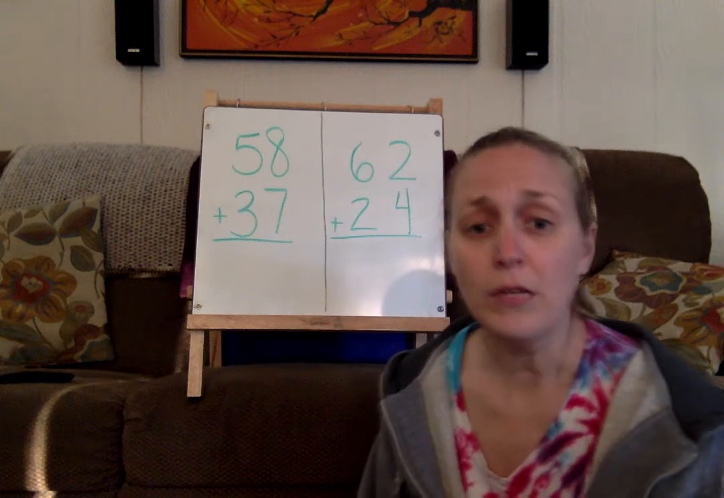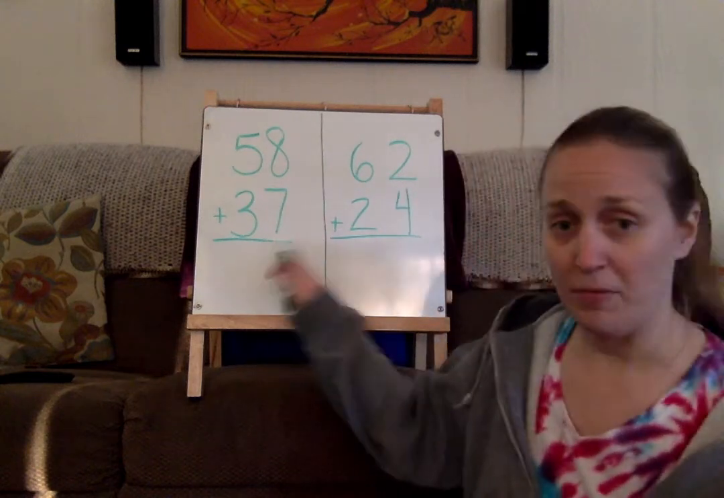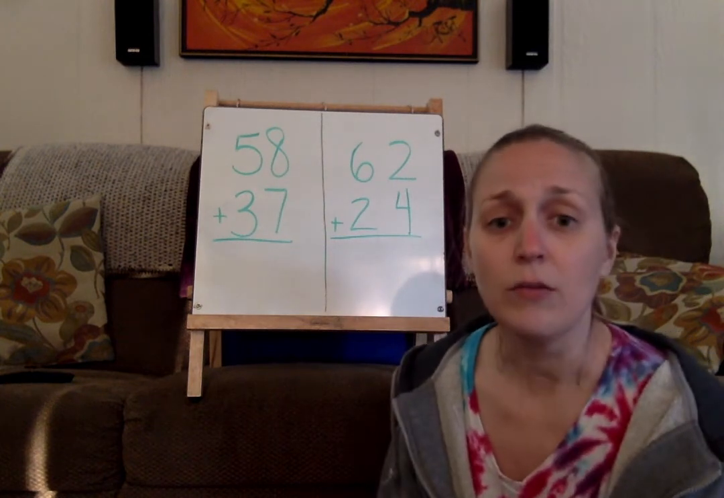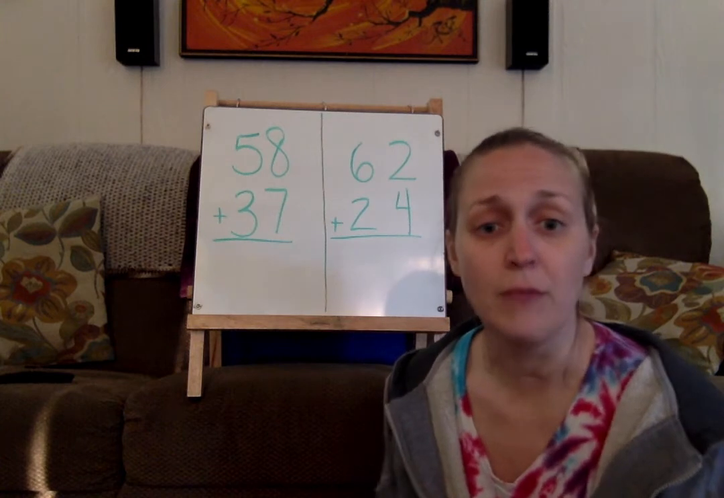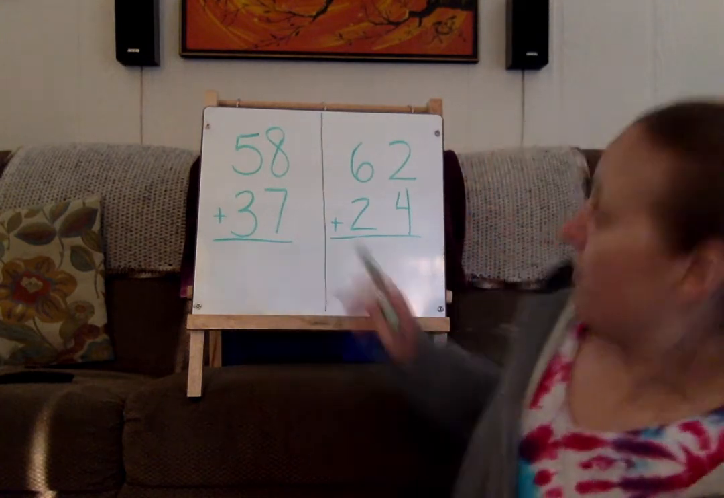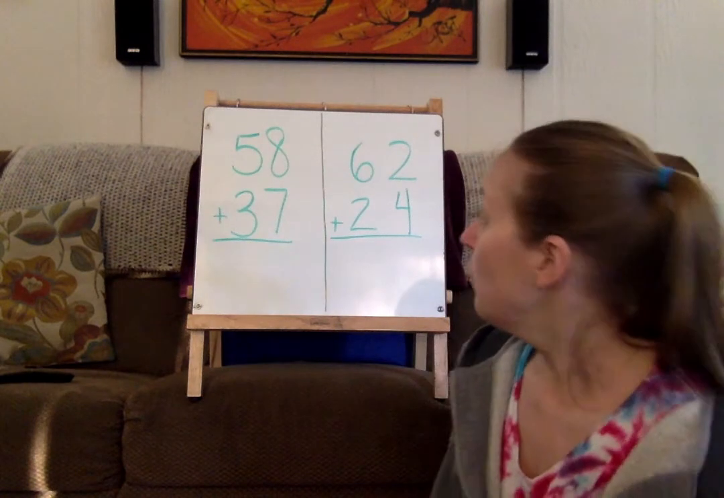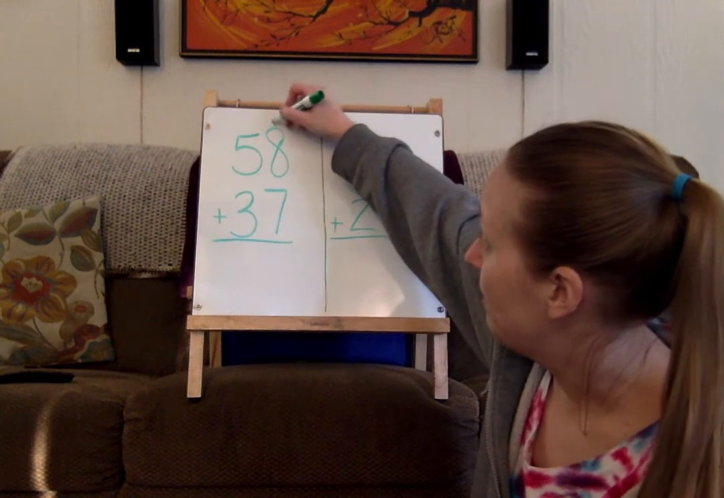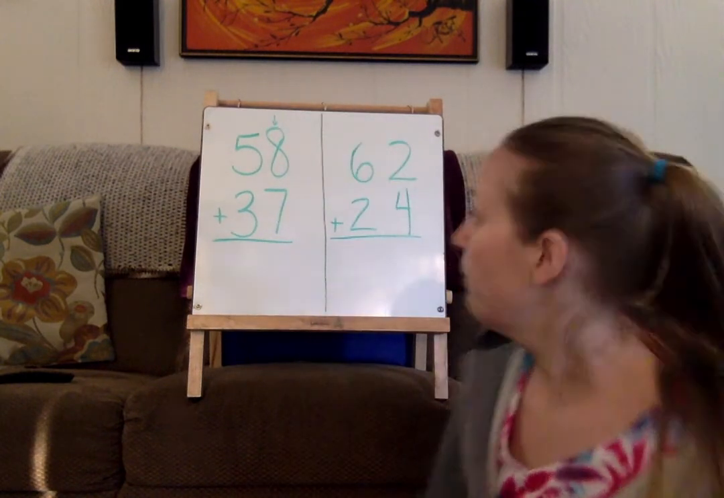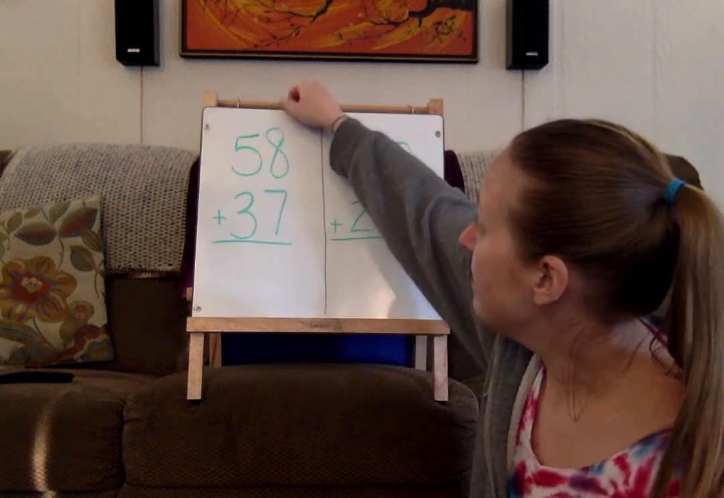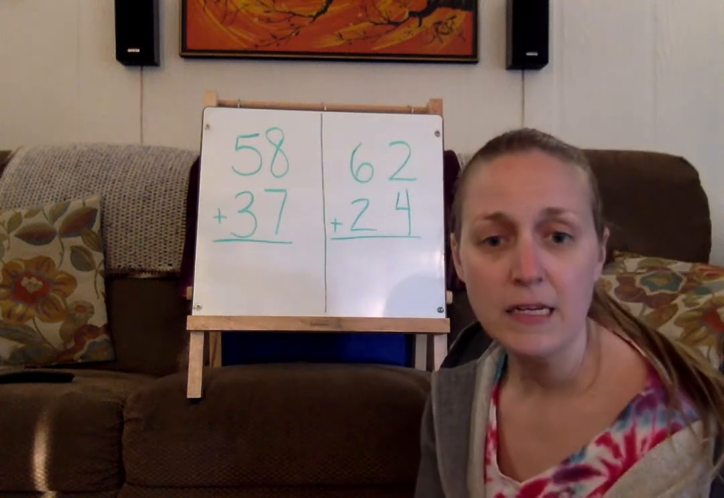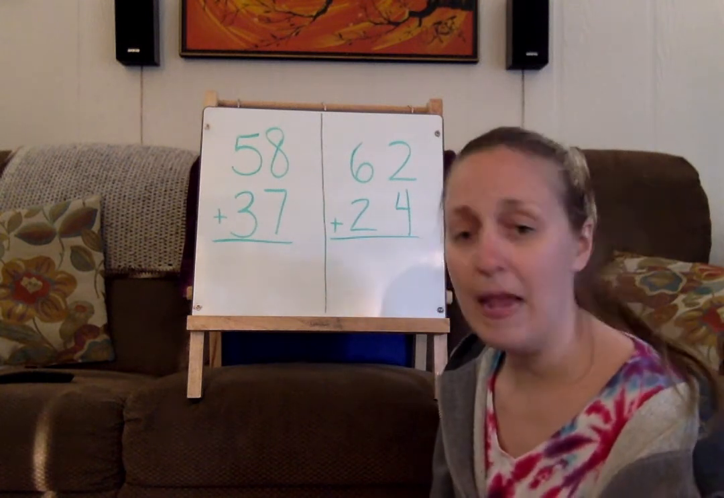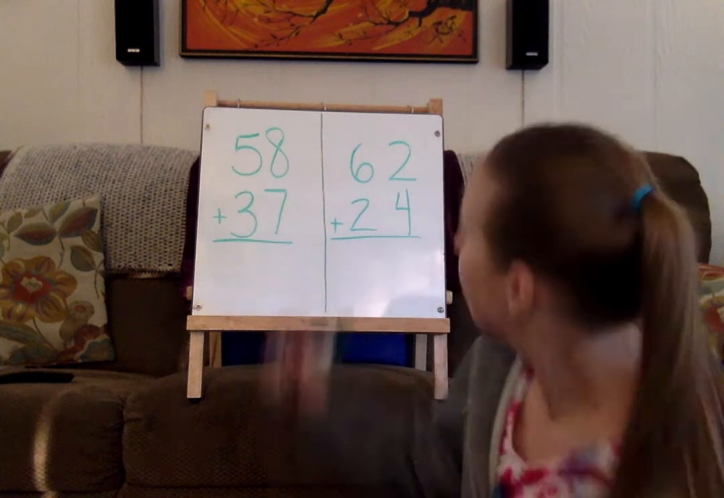I have two problems up here. What you need to do when you're solving addition equations is see if you make a new 10, a new group of 10. So my first equation is 58 plus 37. I want to look at my ones first, so I'm going to look at my ones column, this column right here. If I add 8 and 7 together, I'm going to end up getting a new 10 because 8 plus 7 equals 15.